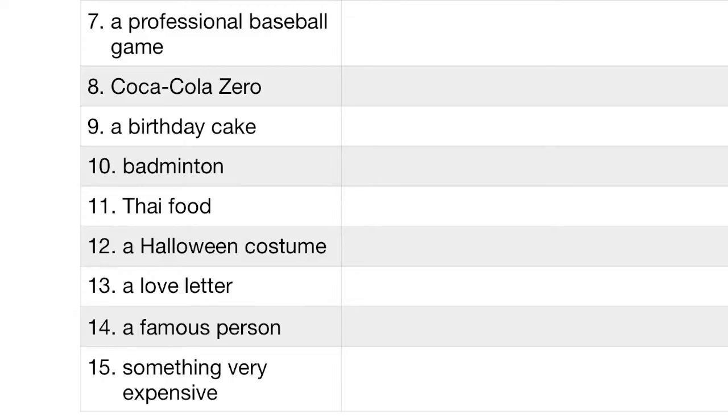Have you ever bought something expensive? Have you ever worn a Halloween costume? Have you ever bought Thai food? Have you ever gotten a love letter? Have you ever given a birthday cake to your friend? Have you ever taken a picture with a famous person? Have you ever visited a famous person? Have you ever played badminton before? You are very welcome, Air Lady.